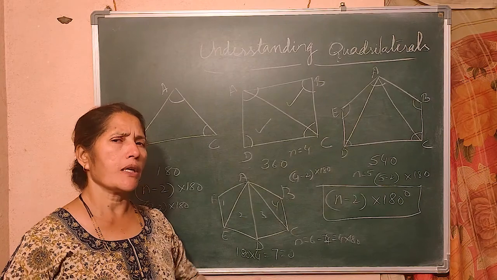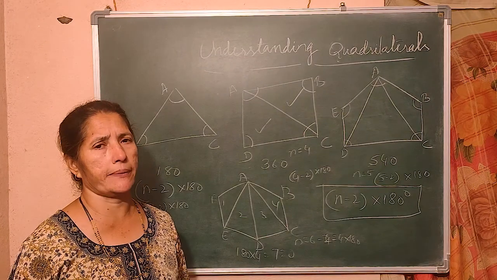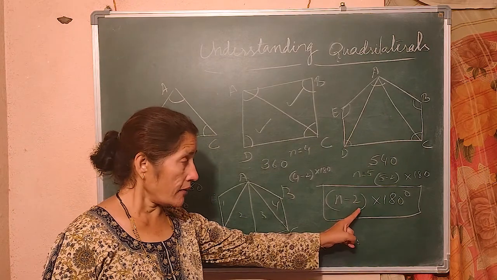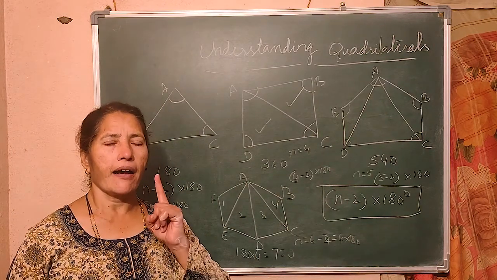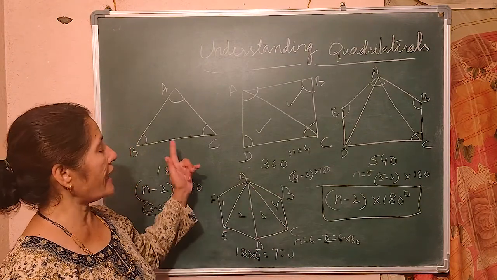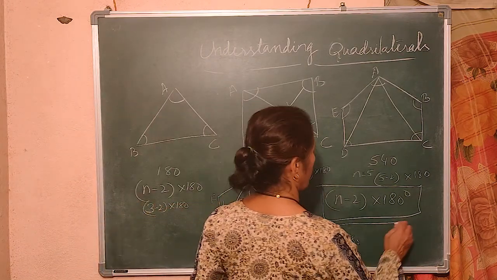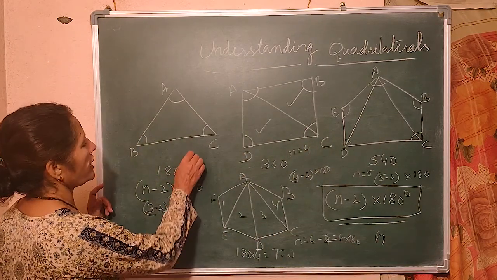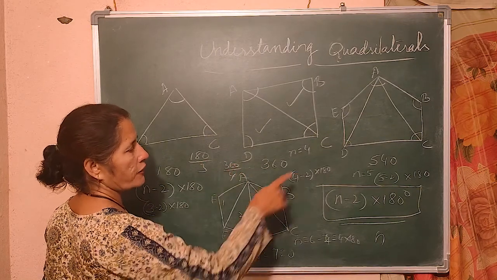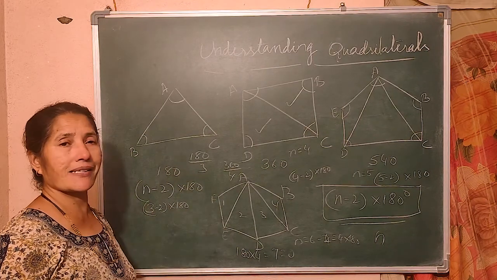What is the meaning of regular? All the sides are equal, all the interior angles are also equal. So can you tell me from this figure, from this formula, what is each interior angle of a regular polygon having n sides? (n minus 2) into 180 divided by n. You see here 180 divided by 3. Here 360 divided by 4. Here 540 divided by 5. Here 720 divided by 6.